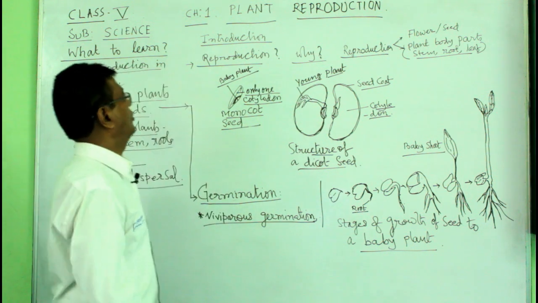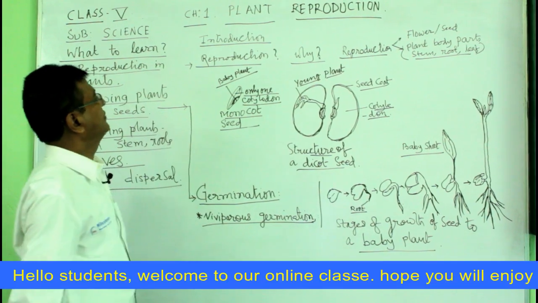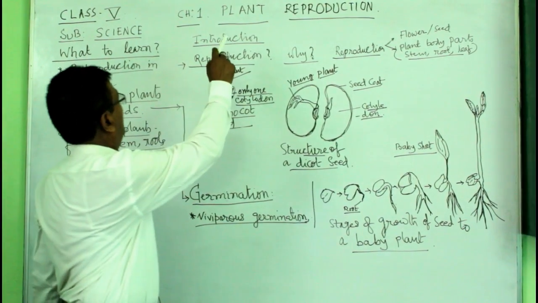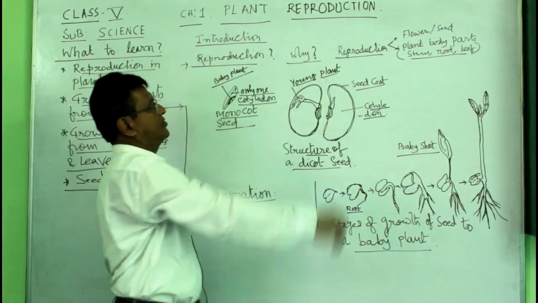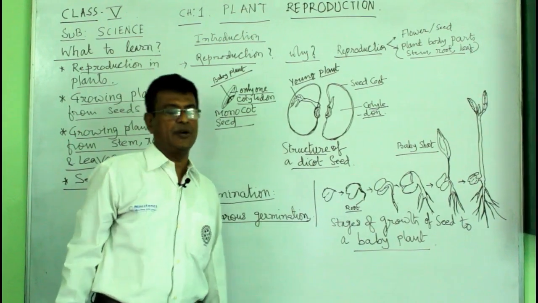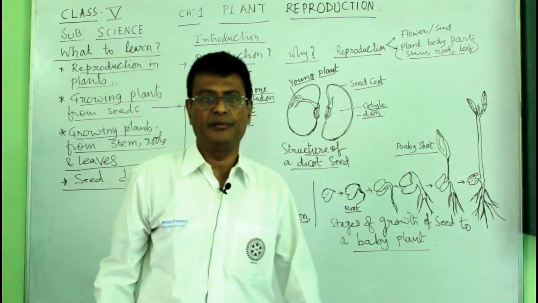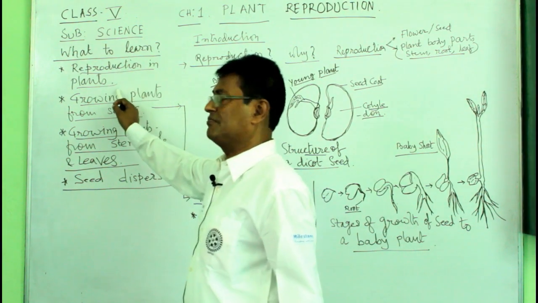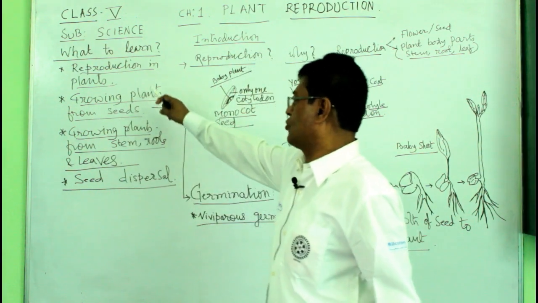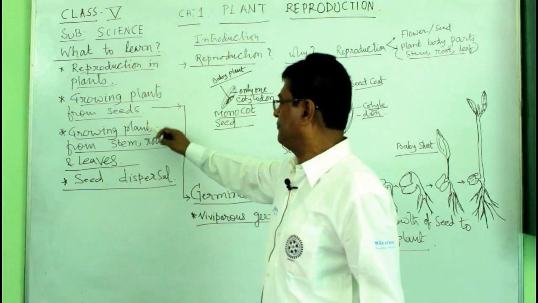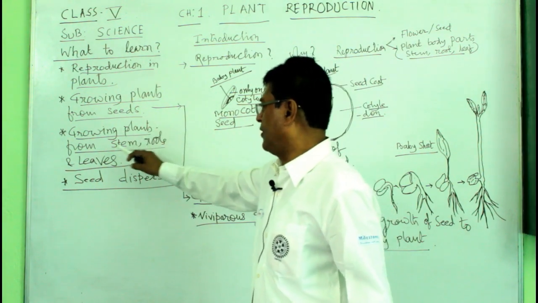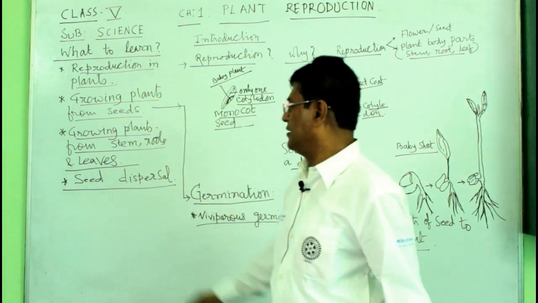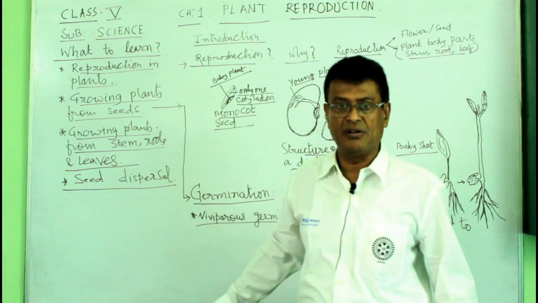I am to take your general science, your class 5, and the chapter plant reproduction. Reproduction in plants is the chapter. Now what we have to learn? We have to learn the reproduction in plants, growing plants from seeds, growing plants from stem, roots and leaves, and finally the seed dispersal.